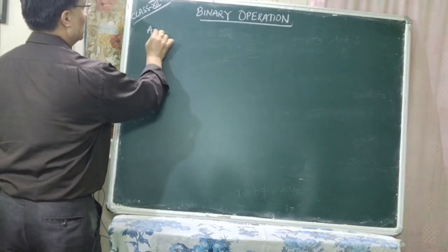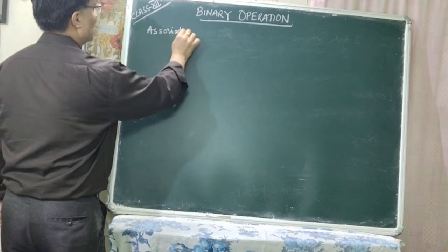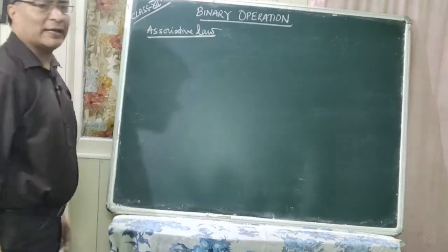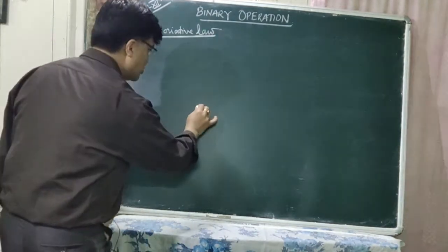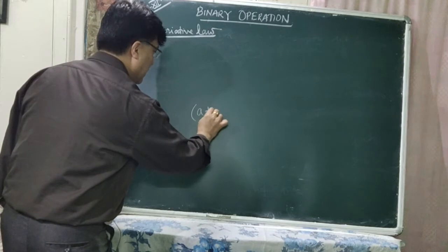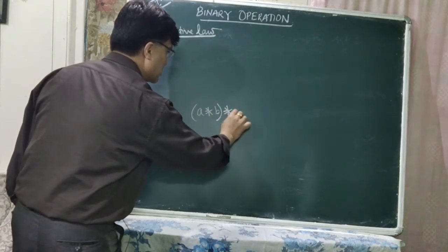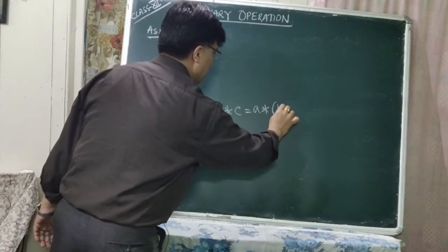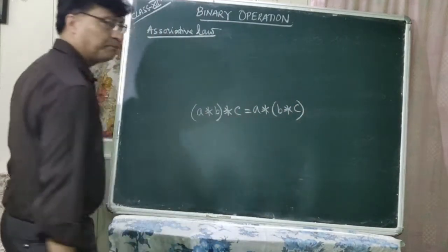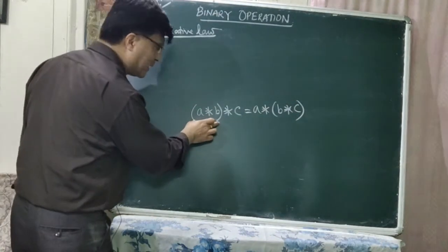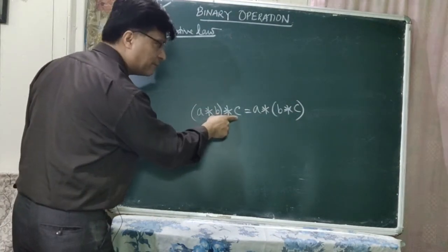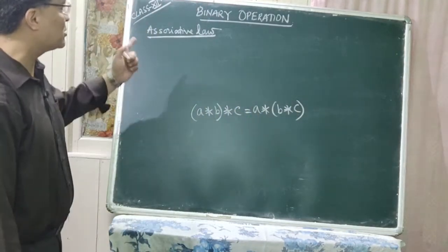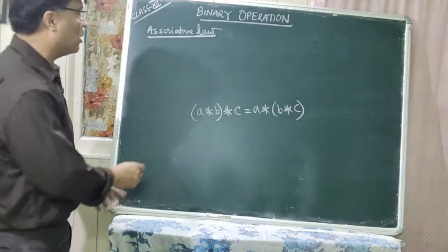Now, associative law. So what is meant by associative law? Associative law is this type of property: (A star B) star C is equal to A star (B star C). Here in the first bracket there are A and B, and C is not in it. Here the bracket has B and C, and A is not in it. This type of property is known as associative property or associative law.